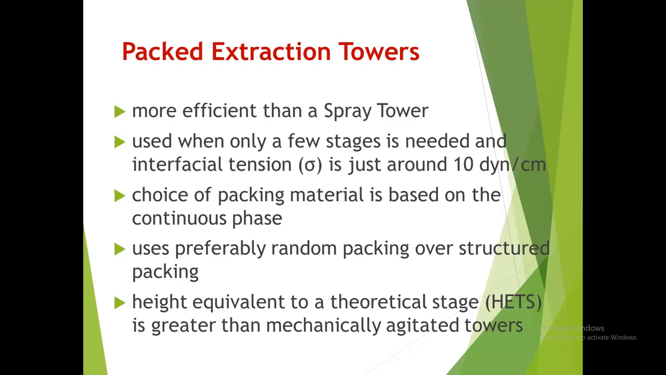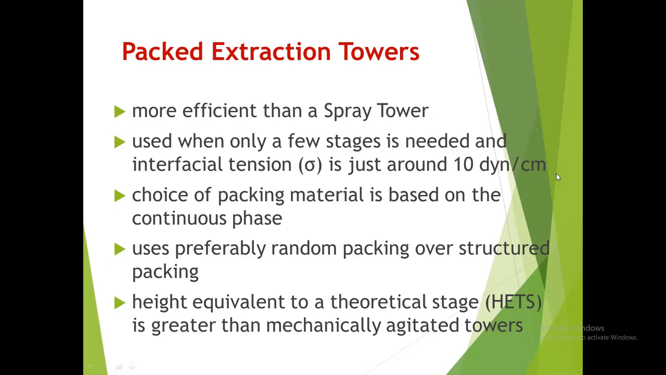Now, it is used only when a few stages are needed, but more than that of the spray tower, and with the interfacial tension just around 10 dyne per centimeter. So it should not go beyond 10 dyne per centimeter. But there are problems actually that can operate. You have a packed extraction tower which can operate on an interfacial tension of 25 dyne per centimeter. But it's still allowable. On the efficiency side, it should be only around 10 dyne per centimeter. Excuse me.